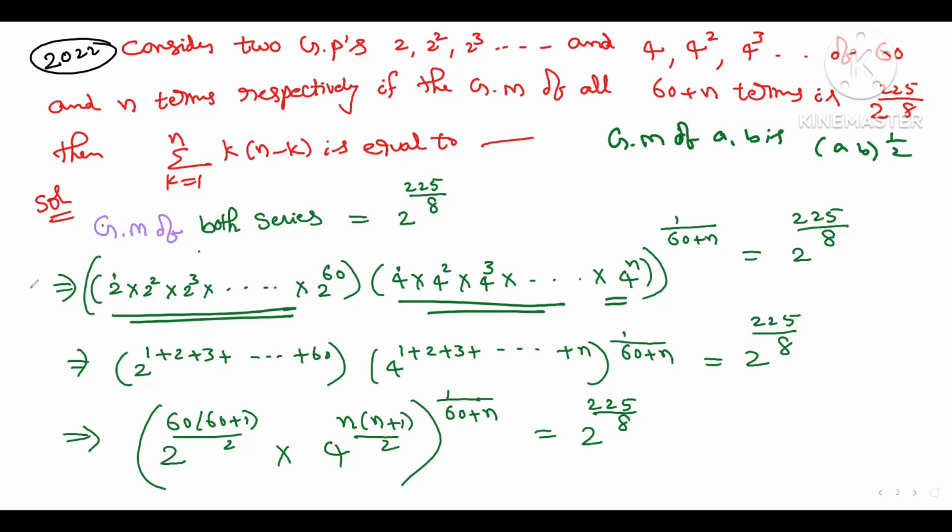Now here bases are equal, powers are added. 2 to the power 1 plus 2 plus 3 plus up to 60. Here also bases are equal, powers are added. 1 plus 2 plus 3 plus up to n. Whole to the power 1 by 60 plus n. The right side we will write as it is. Here, for the sum of natural numbers we have the formula n into n plus 1 by 2. N value, how much here? 60. 60 into 60 plus 1 by 2. Here, the same sum of natural numbers formula, n into n plus 1 by 2, whole to the power 1 by 60 plus n is equal to the right side value.